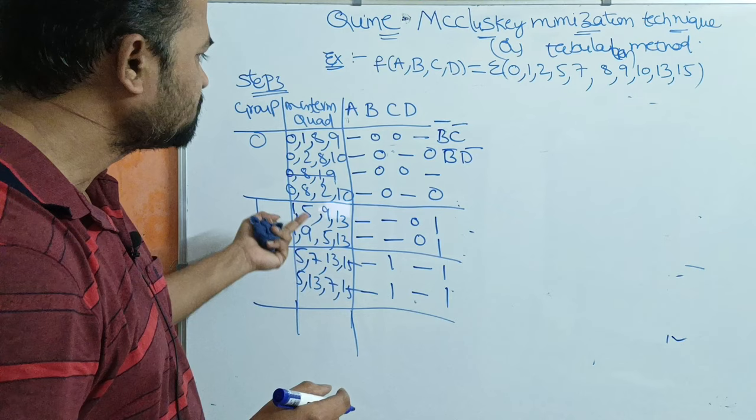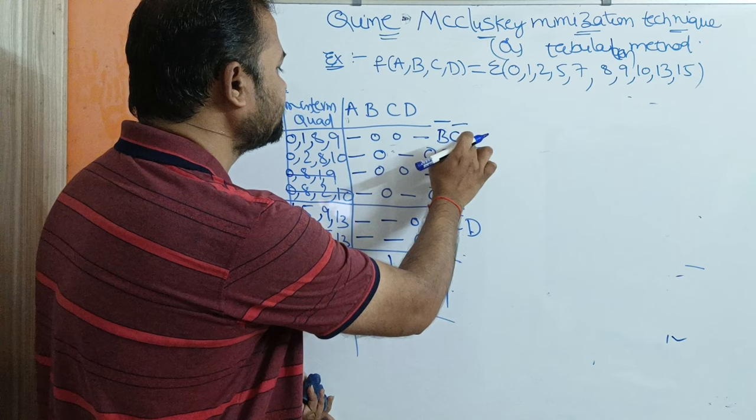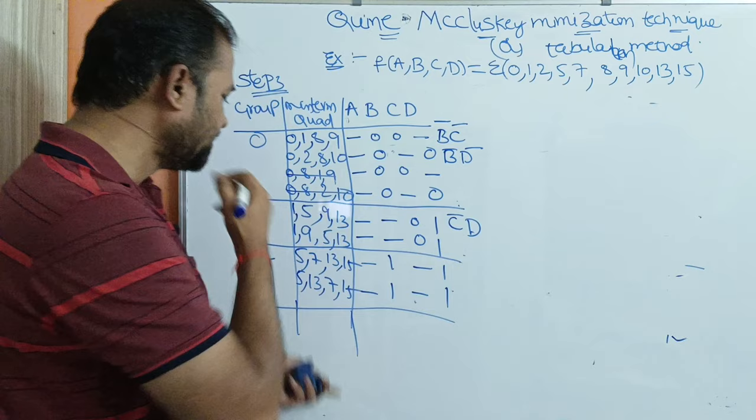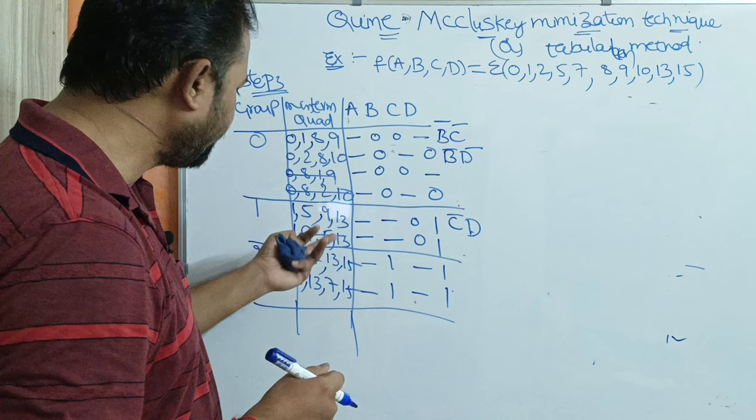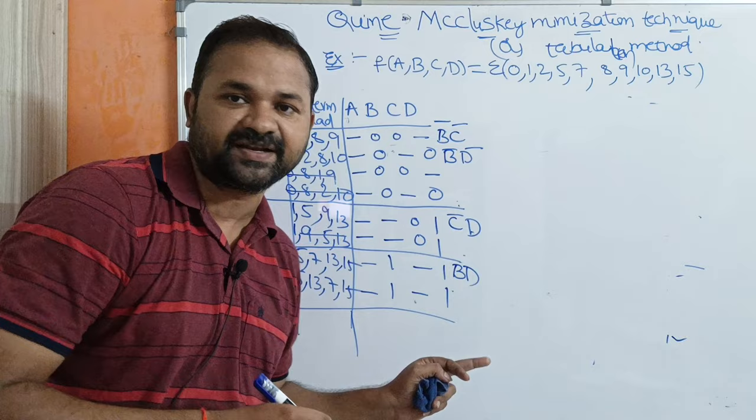So next, 1 5 9 13 means 0 1. So 0 1 means C bar D. So this is B bar C bar, this is B bar D bar, this is C bar D. Here 1 9 5 13 is similar to 1 5 9 13, so we can strike off this one. Next to 5, 7, 13, 15. If you observe this one, 1, 1, so 1, 1 means BD. Next, 5, 13, 7, 15 is similar to 5, 7, 13, 15, so we can strike off this one.